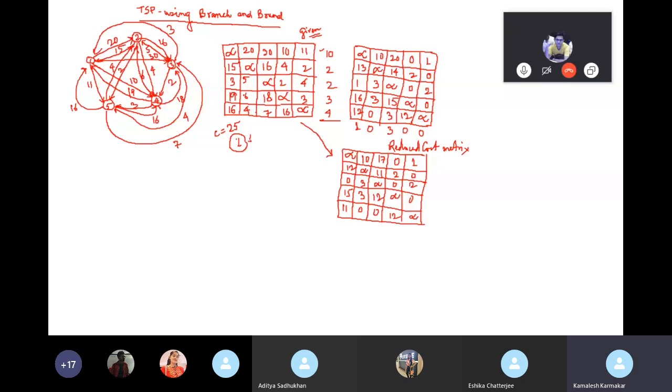Do you understand up to this? So how this matrix is being reduced?